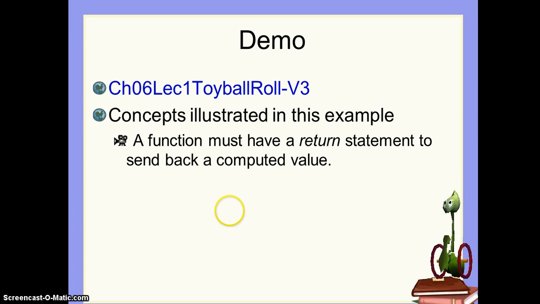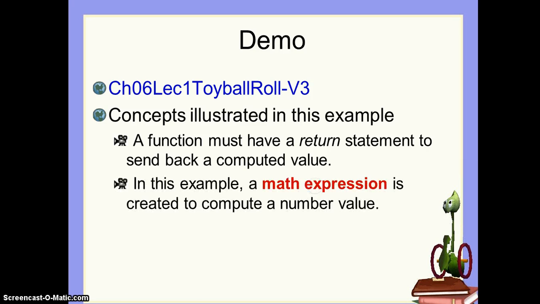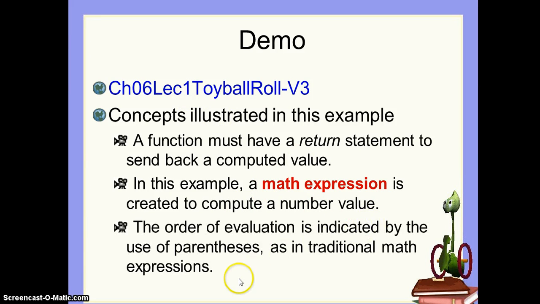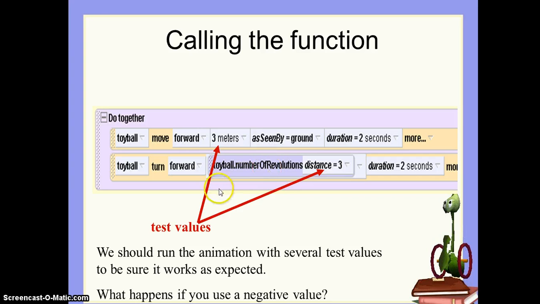Okay, so the concepts illustrated is that a function must have a return statement because it's got to send something back. If you go back to that black box analogy, something's got to come out, otherwise what's the point? We used a math expression to compute the number of revolutions, and we talked about the parentheses, and that we've done over and over, so I'm not that worried about that. And you saw calling the function, oh, maybe I should go back and show you on that. But first of all, you call it by dragging it in, and also you're going to test different numbers. We talked about this in class. Test numbers that make sense and figure out what happens if you would use a negative number. So let's play with that for a second.